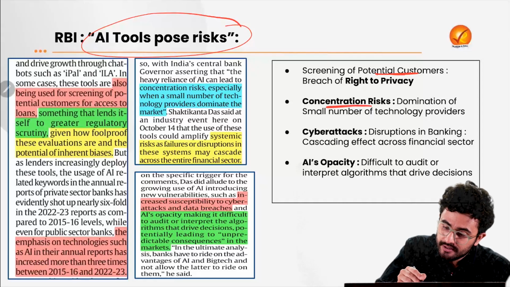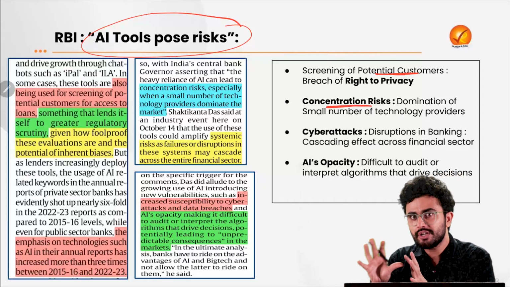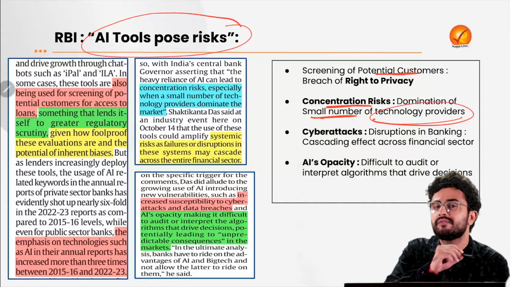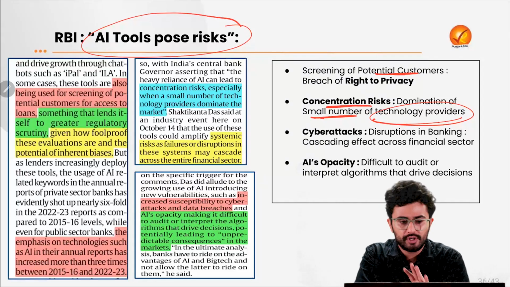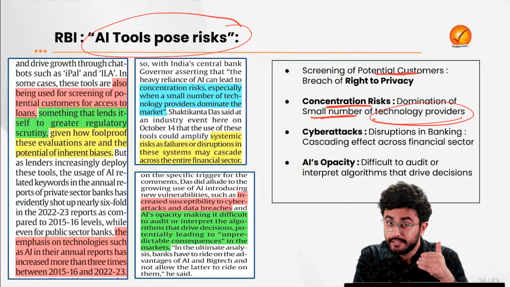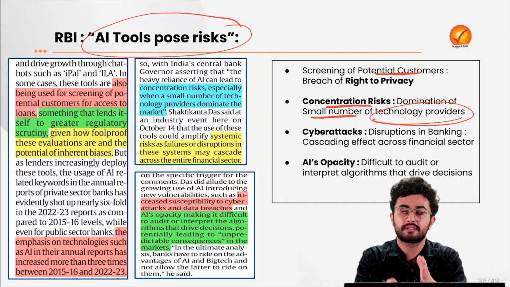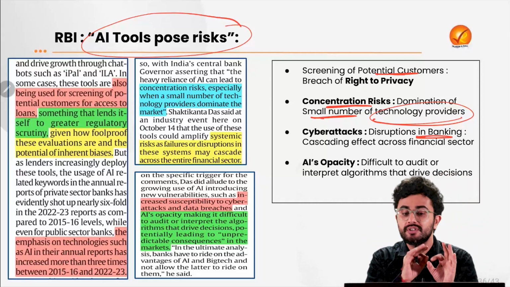Then there are certain concentration risks, because the service provision of artificial intelligence to these banks is being dominated by a small number of technology providers. So obviously that can lead to oligopoly or monopoly in this particular section. Then completely relying on such artificial intelligence also makes the system much more prone to cyber attacks, leading to various kinds of disruptions in the banking sector.